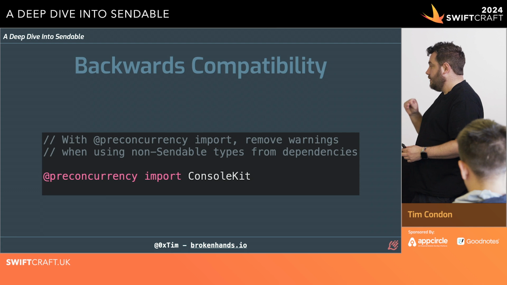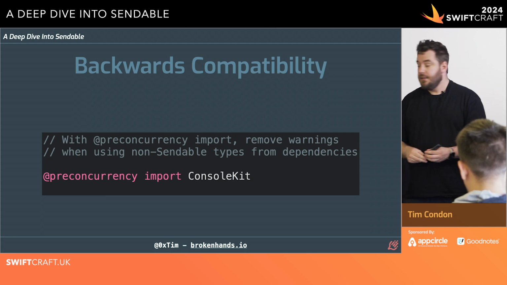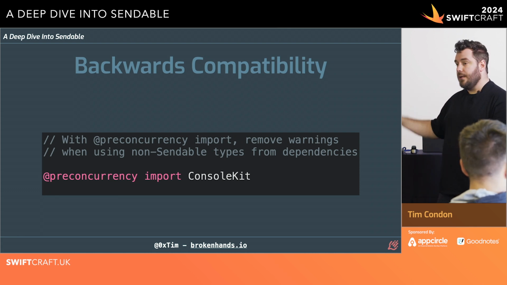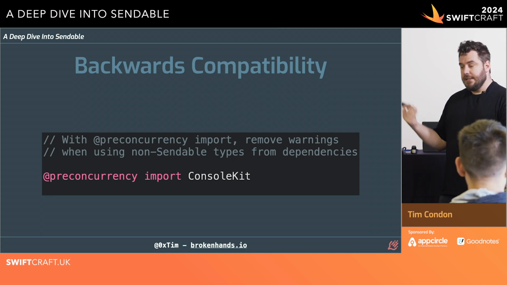If you have dependencies that are not fully updated yet, as Paul explained earlier, you can use the @preconcurrency import, and this will silence any Sendable warnings for types inside those libraries. So if you have a dependency that hasn't been updated yet, and there's nothing you can do about it, it's a nice way of silencing these warnings.